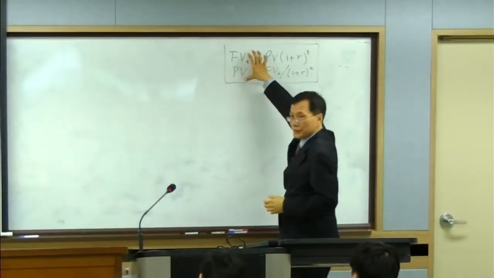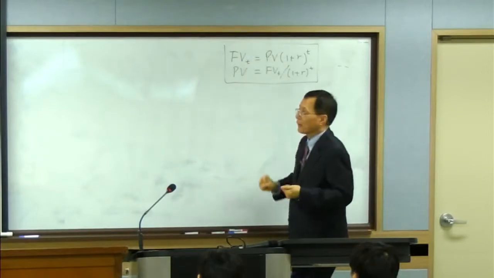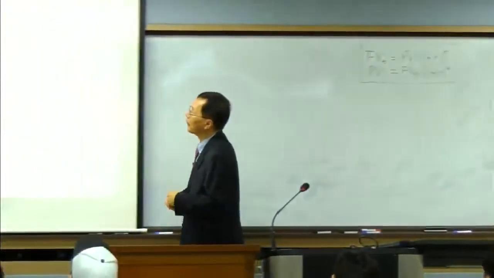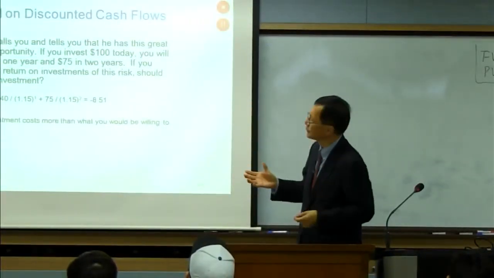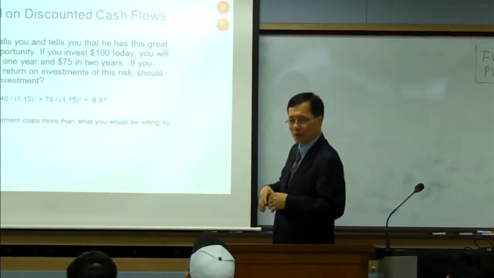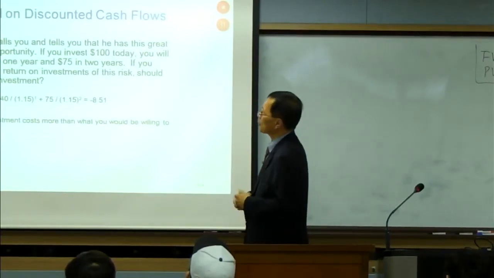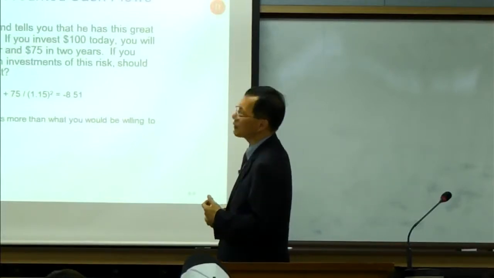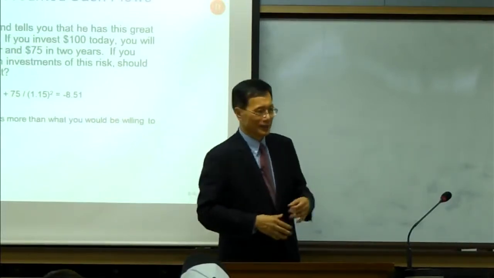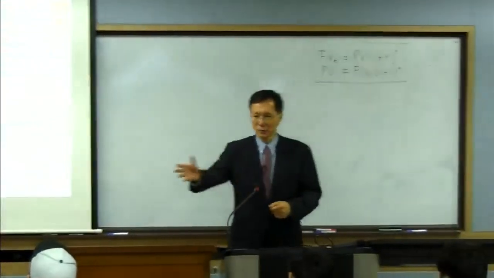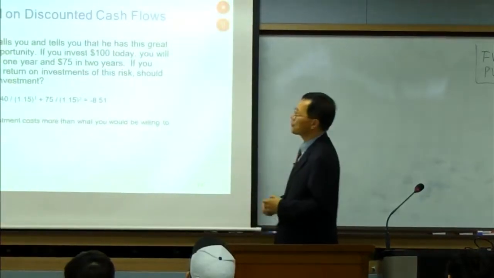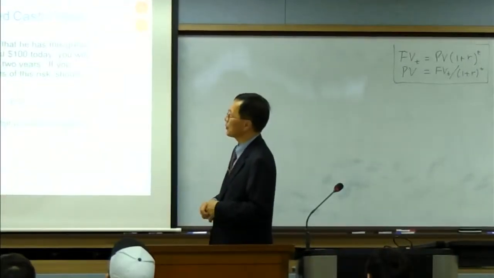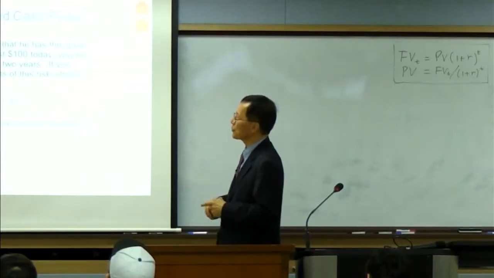Using these formulas, I want you to do the following discounted cash flow problem. Your broker, who appears to be very sweet-talking, calls you and tells you that he has this great investment opportunity. Okay? He has got a great investment opportunity for you. If you invest $100 today, you will receive 40 in 1 year and 75 in 2 years. If you require a 15% return on investments of this risk, should you take this investment?